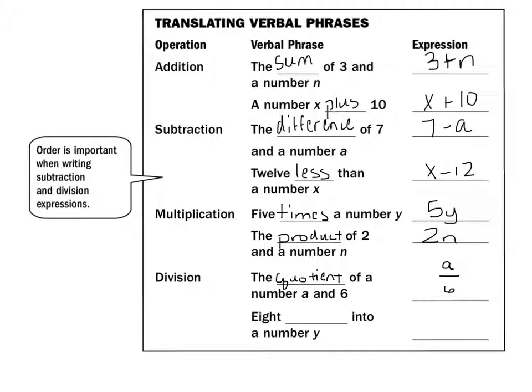Or 8 divided into a number. When you divide something in, that's going to be on the bottom. So the 8 is going to be on the bottom here. y divided by 8. Let's say that the number is 48. 48 divided by 8 is 6. Okay? 8 divided into 48 is going to be 6.